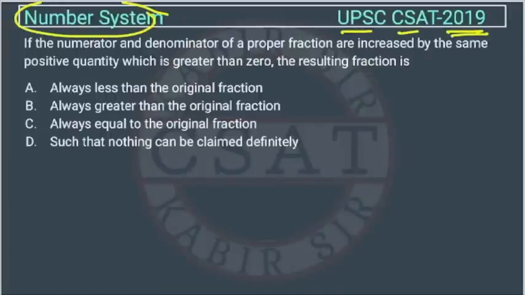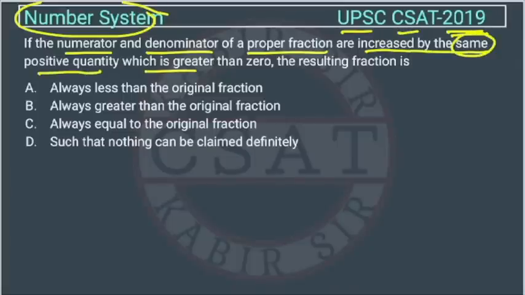If the numerator and the denominator of a proper fraction are increased by same positive quantity which is greater than 0, the resulting fraction is, right?